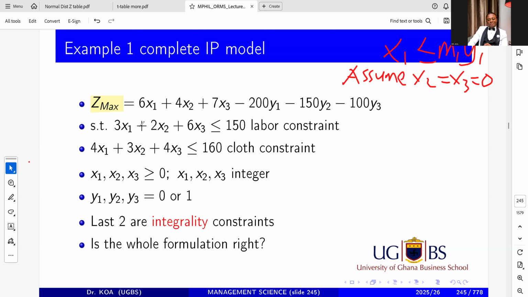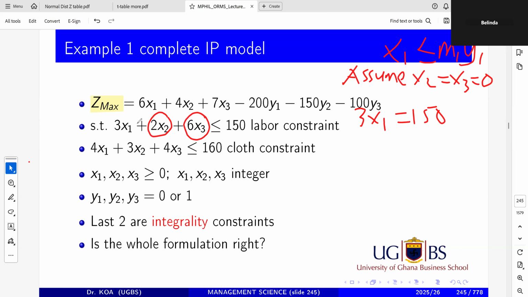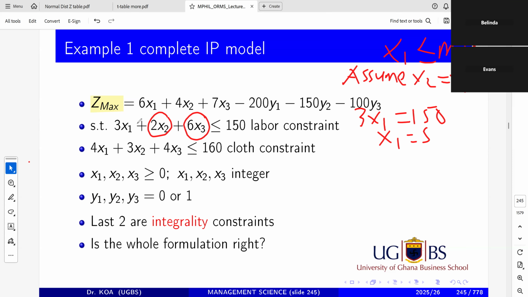And then set the whole equation to equality because we want the maximum, and find x1. If you set this one to 0 because x2 is 0, and this one to 0 because x3 is 0, we are left with 3x1 equal to 150. What is x1? Belinda? 50. So x1 here is going to be 50.